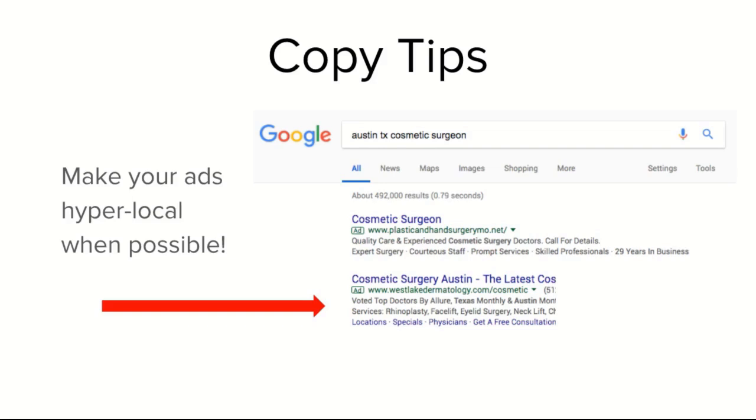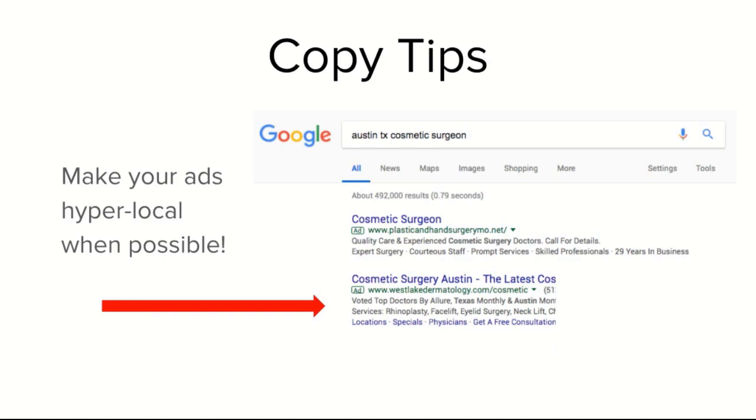So for example, here the user typed in Austin, Texas cosmetic surgeon. And the ad that's probably performing best here, because it does every time we've ever tested this, is the one that includes the word Austin along with the keyword in the headline.